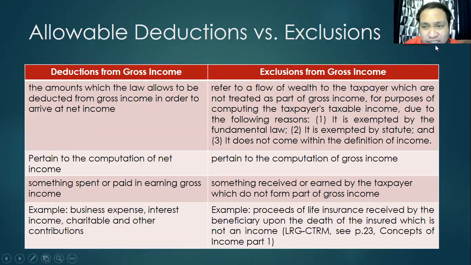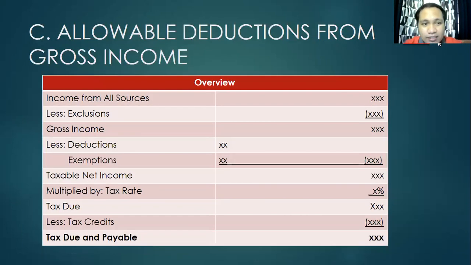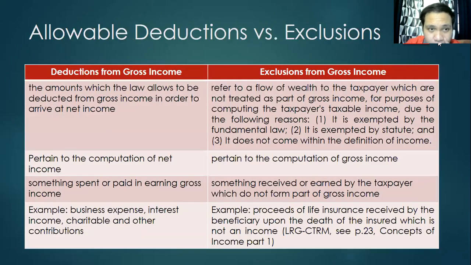You have to distinguish deductions from the exclusion. Okay? So remember exclusions, then deductions, yung dun sa earlier formula natin. Yan, di ba? So yung deductions daw refer to the amounts which the law allows to be deducted from gross income in order to arrive at the net income. So here, ang deduction is determined para makompute mo yung net income.